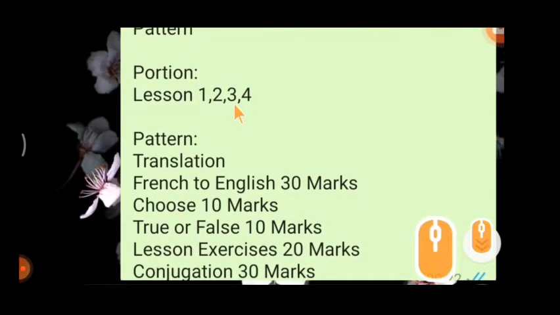You can just pause and take down your pattern. Having this pattern, you prepare. No question answers are given in this pattern. It is a very easy pattern. 50 marks on the top and 50 marks on the bottom, so 50 marks from grammar and 50 marks from the lesson. Now we will go for the answer key.